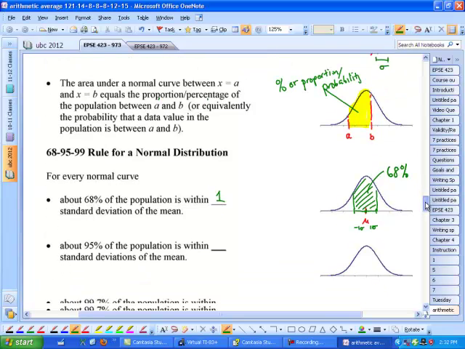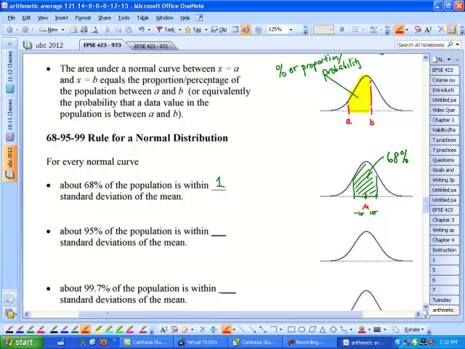Then if I were to go out further and go within 2 standard deviations of the mean, so let's go 1, 2 now, so that's 2 standard deviations. And once again, you do the same thing on the other side. 2 standard deviations. Well, now if I were to look at the area underneath the curve, I would have now included here 95% of all your data points.